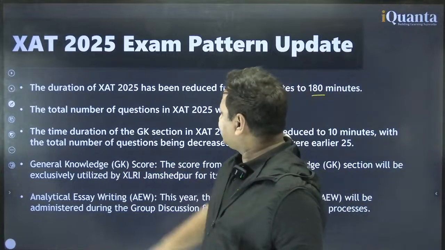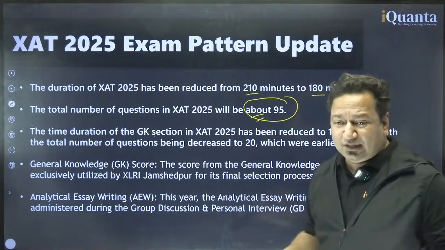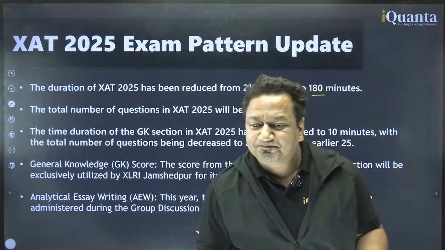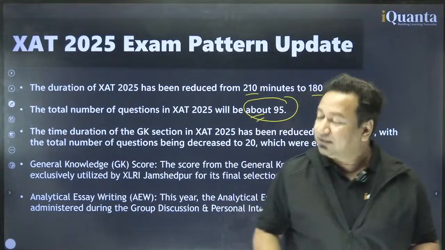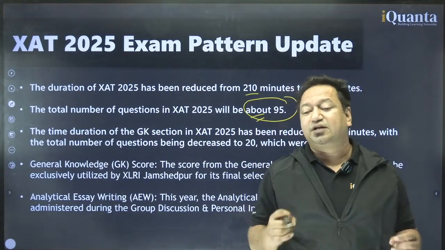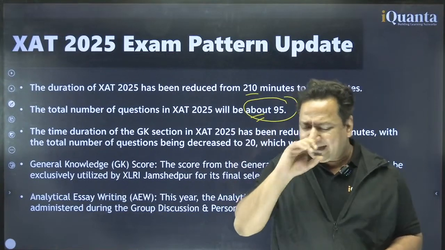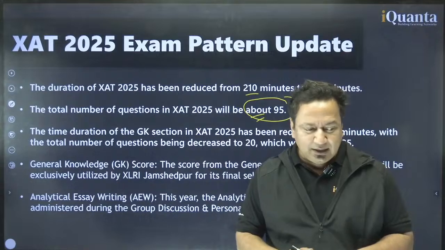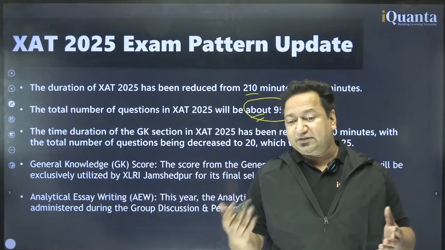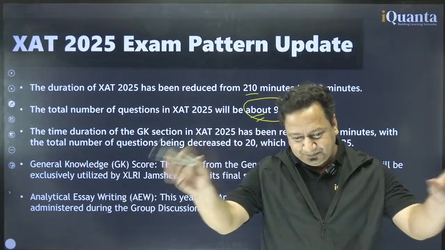Total number of questions in XAT will be about 95. When I say about 95, no one is sure. Yes, Tanisha, they have it. So about 95, because even XLRI wants to surprise you with the number of questions. You won't be ready for that. It will be about 95, and I'll give you the exact sectional weightage also. It can be +1 or -1. That is what they have informed on their website.